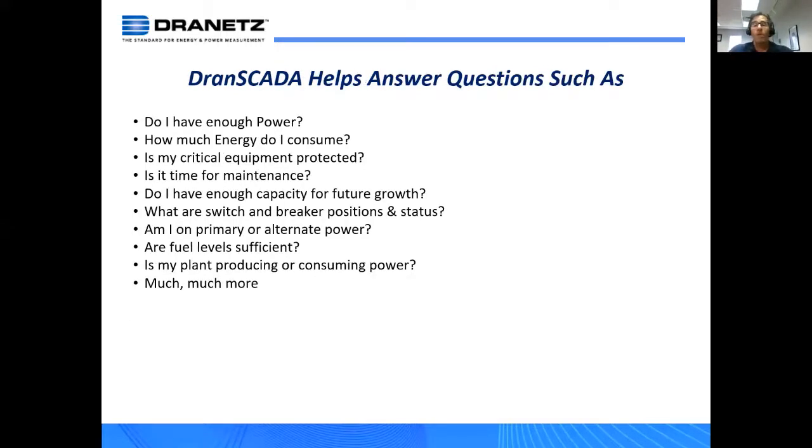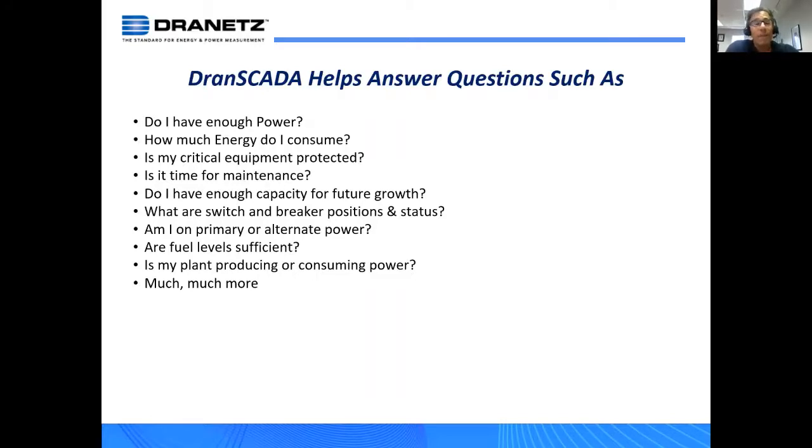So what are some of the questions that DranSCADA can help you answer? And these are not all of them, but a lot of facility and plant management things. So do I have enough power? Do you have capacity for your loads? And what is your current capacity utilization at particular parts that are of interest to you in your facility? By process, by feed, by sub-panel, whatever is important to you.